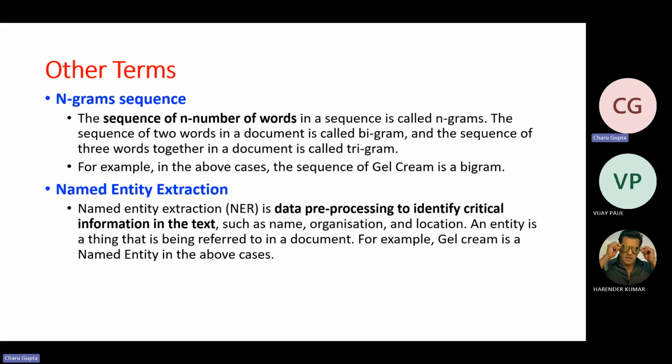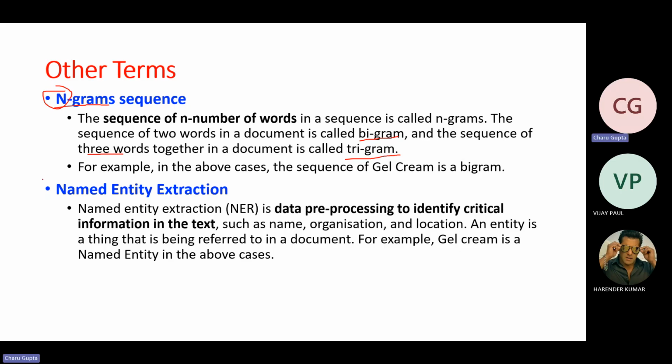So if it is a combination of two words, I call it a bigram. If it is a combination of three words, I call it a trigram. If it is a combination of n words, we call it an n-gram sequence. So in those cases we consider them, instead of as two different words, as one single word.